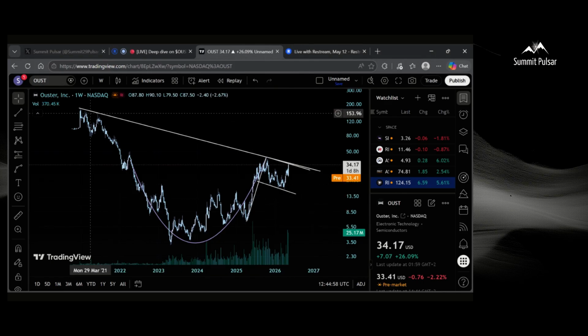Ouster. We can see the previous area after the IPO as one resistance area, right? At 150, the all-time high.